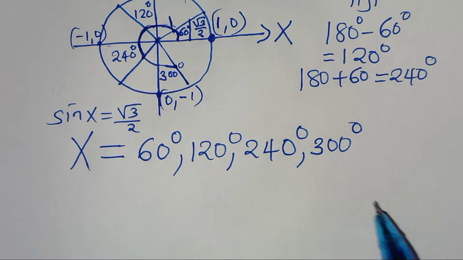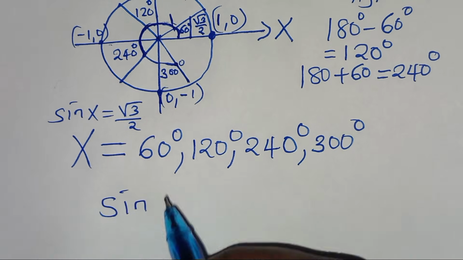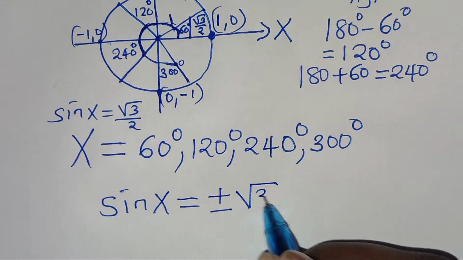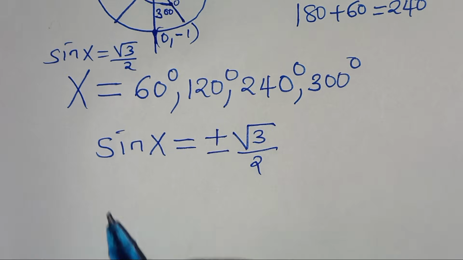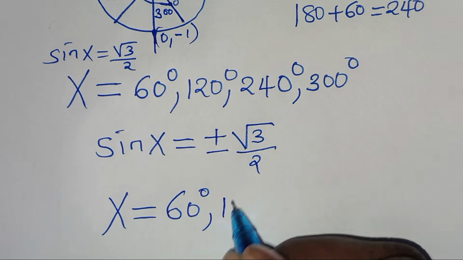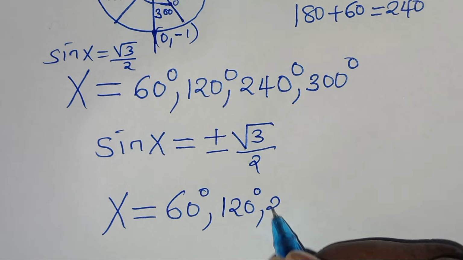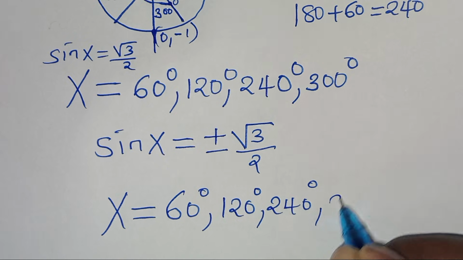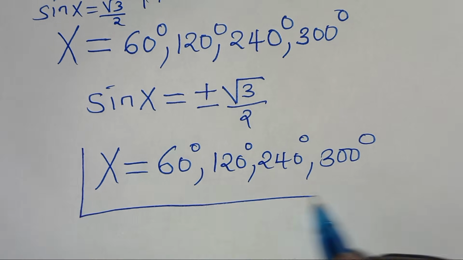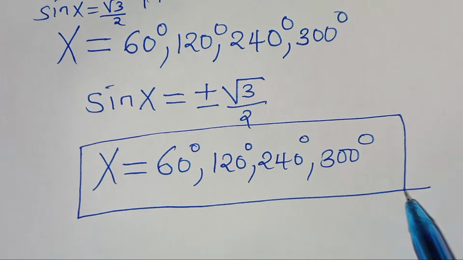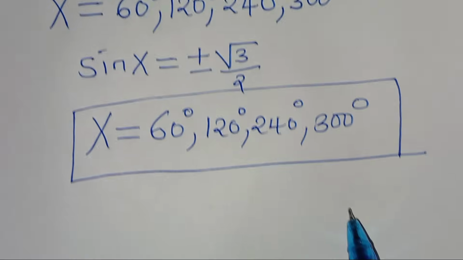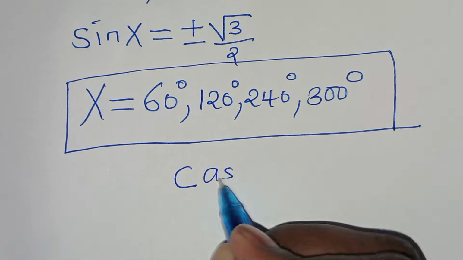So we have that when sine x is equal to plus or minus root 3 over 2, we have the values of x equal to 60 degrees, 120 degrees, 240 degrees, and 300 degrees. So these are the values of x when sine x is equal to plus or minus root 3 over 2. Now let's proceed to case 2 from here.